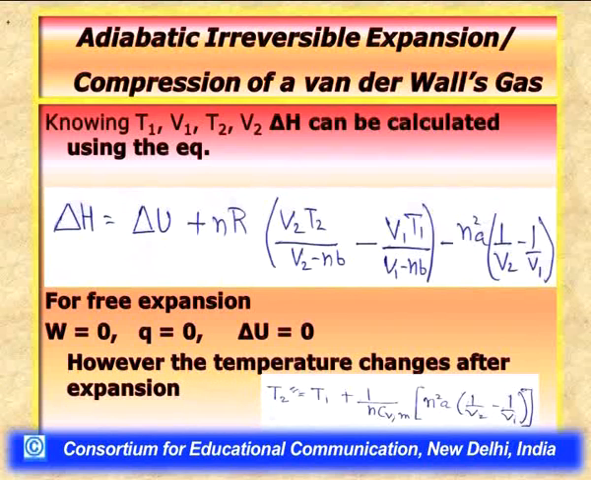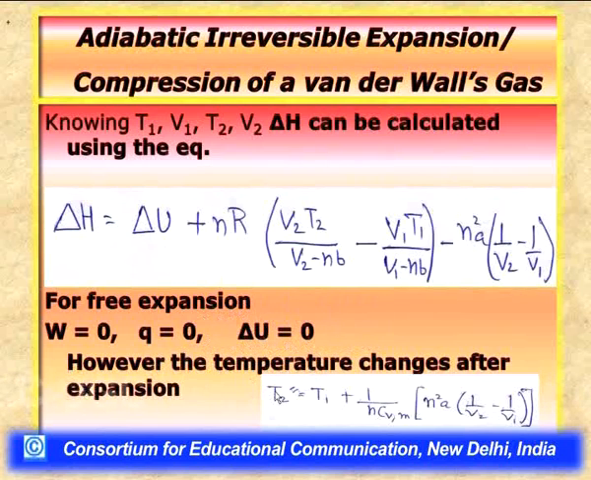For free expansion, we have already seen that the work involved is 0. Why is the work involved 0? Because there is no opposing force; P external is 0, and therefore W equal to minus P external dV, with P external 0, means the work involved is 0. Moreover, the heat involved Q is also 0. Since Q is 0 and W is 0, the first law of thermodynamics says delta U is 0.